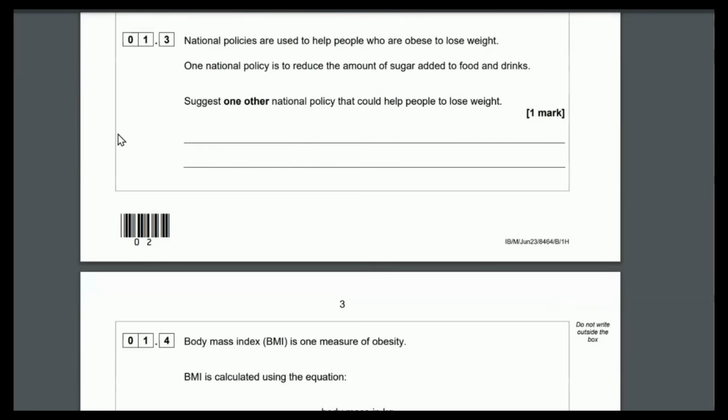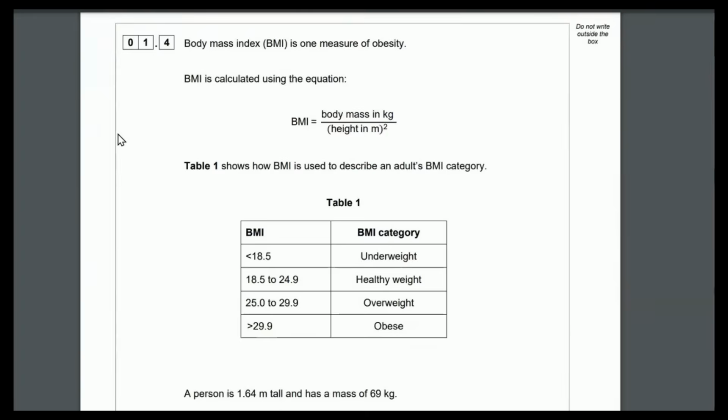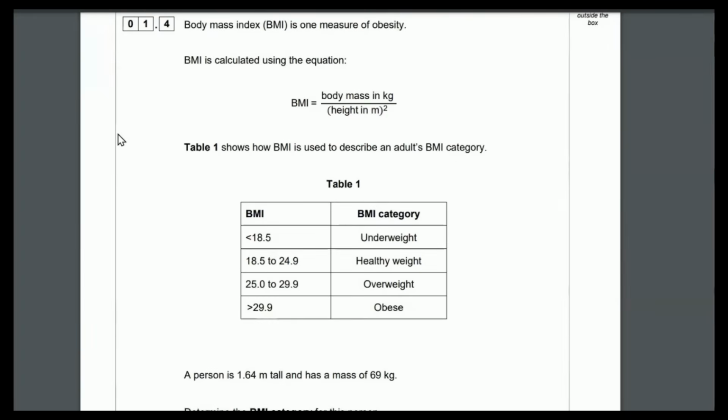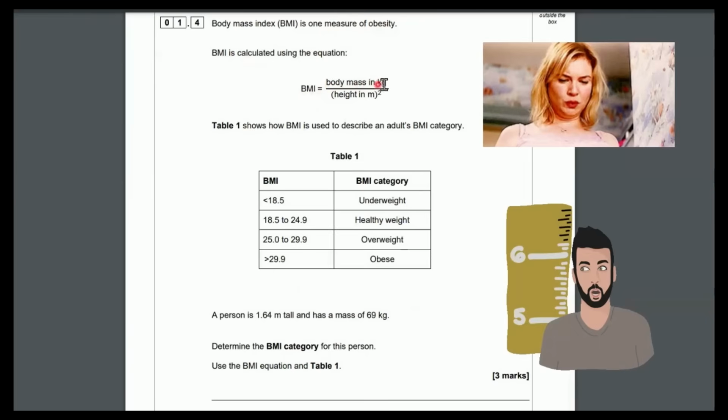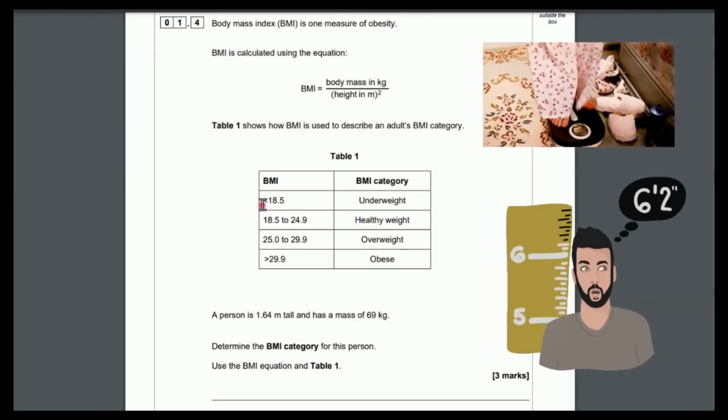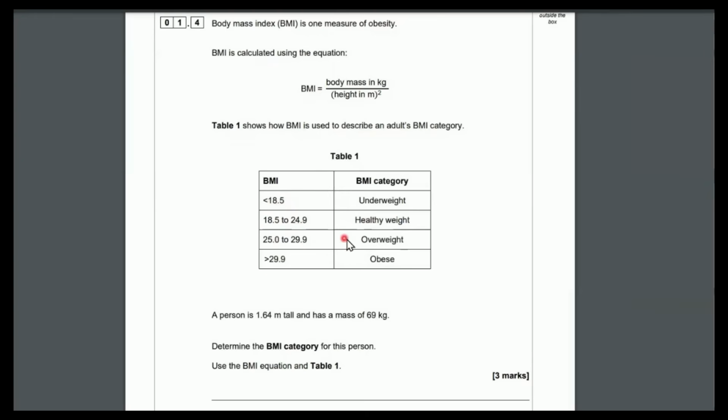So 1.4, the body mass index, known as the BMI, is one measure of obesity. BMI is calculated using the following equation. BMI equals body mass in kilograms divided by your height in meters squared. Table 1 shows how BMI is used to describe an adult's BMI category. So BMI below 18.5, you're underweight, 18.5 to 24.9, you're healthy weight, 25 to 29.9, you're overweight. A person who is 1.64 meters tall and has a mass of 69 kilos, determine their BMI category for this person. Use the BMI equation in table 1 and it's worth 3 marks.